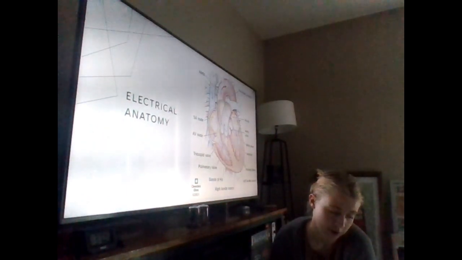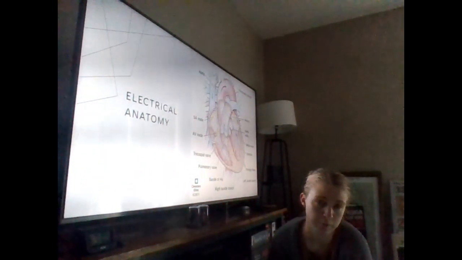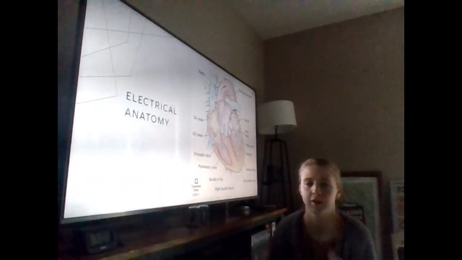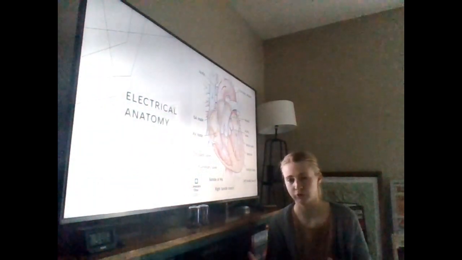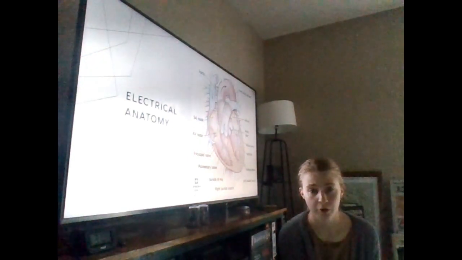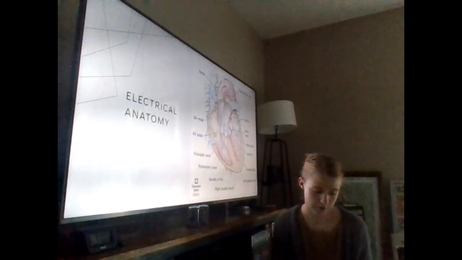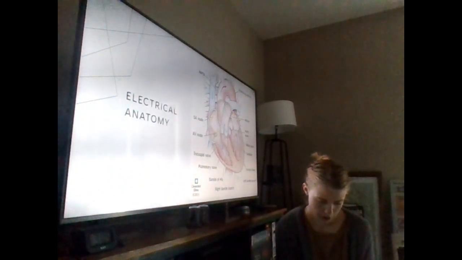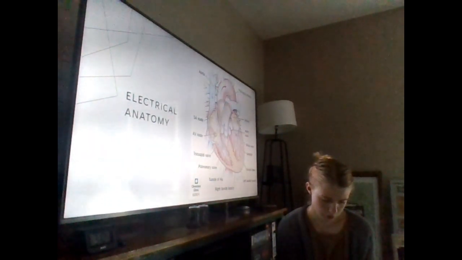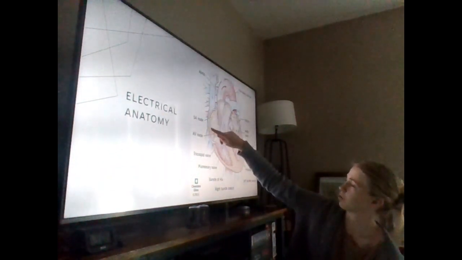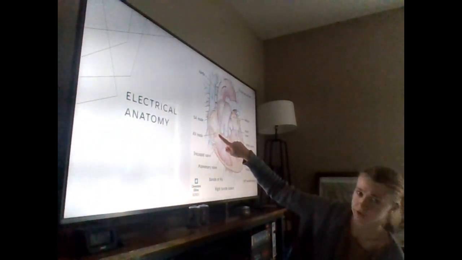It sets the intrinsic rate, and that is normally between 60 and 100 beats per minute. Do note that that is the same as the healthy, normal rate of your adult heart rate. It's because when everything's going right, that's the node in charge. You then go down to your AV node. So impulses go to your atrium, travel down to this AV node.